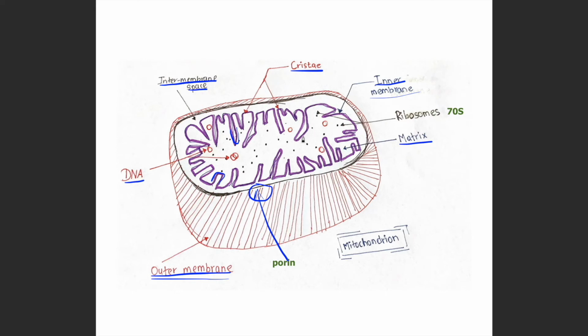Now, even though the main function of mitochondria is aerobic respiration, there is actually a minor function for mitochondria as well, and that is synthesis of lipids. I'm pretty sure you all didn't know about it. If you didn't know about it, well, now you know about it.